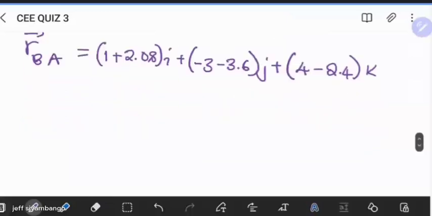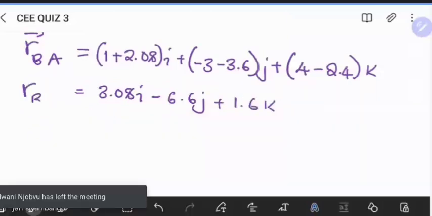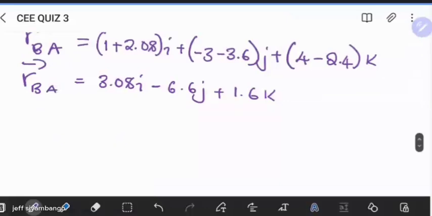So now I just have to simplify this. From the first one, we have 3.08. From the second one, it will be minus because both terms are minus. It becomes minus 6.6J. Finally, this side, when we subtract 2 from that, this is going to be 1.6. You guys can correct me if I've made a mistake there. So this becomes RBA. So we now have RBA.